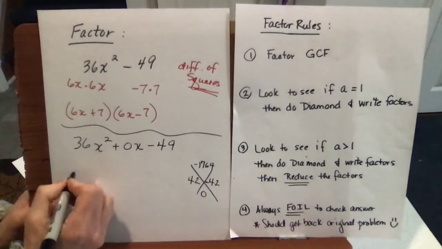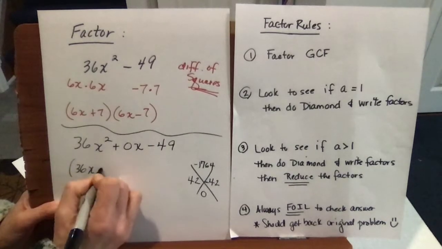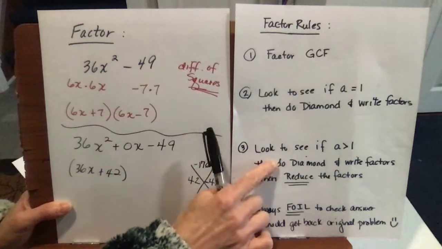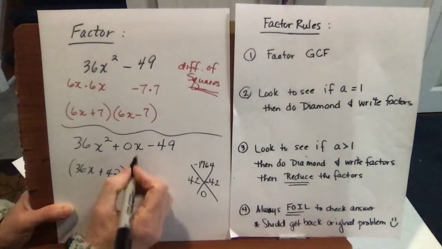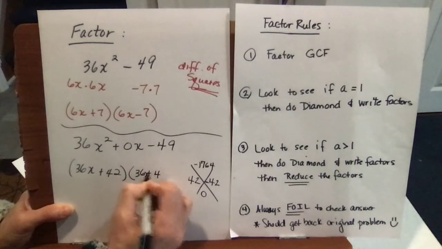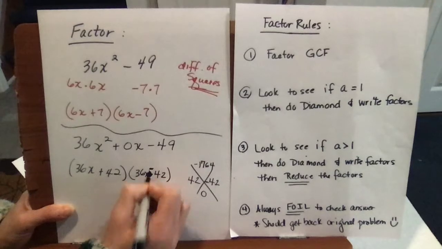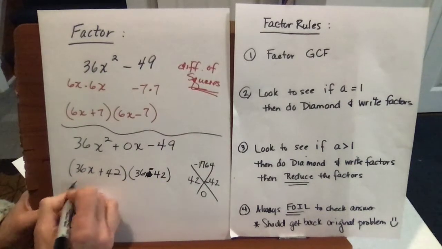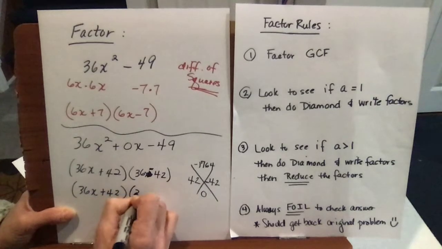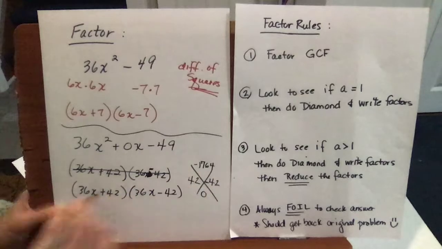And so what you're going to have is 36x plus 42, because now you're doing this the other way, where a is greater than 1. And you'll have 36x plus 42, and 36x minus 42, getting ahead of myself here. All right, so I'm going to rewrite that. 36x plus 42 and 36x minus 42. We'll just ignore that one.